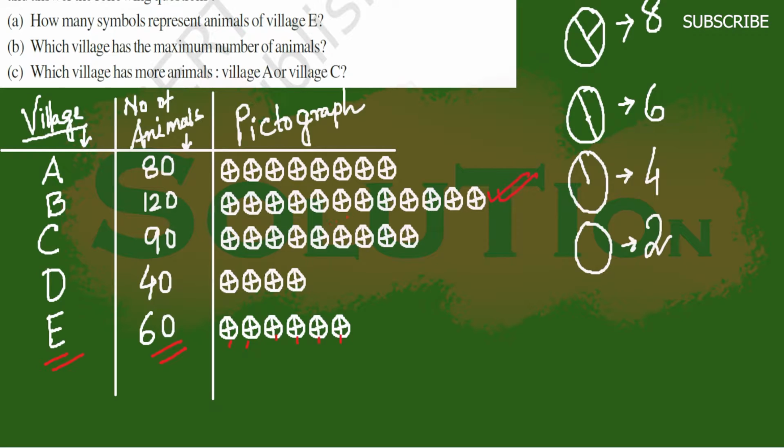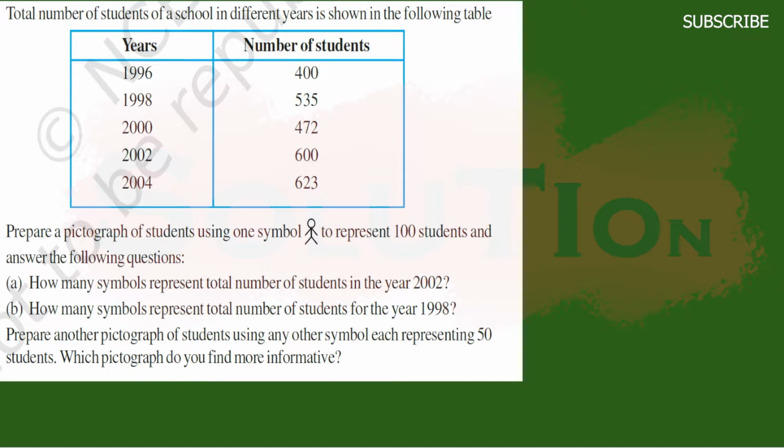Okay, and then which village has the maximum number of animals? The maximum number of animals are there in B. And which village has more animals, A or C? If I compare A and C, we'll get that in C we have a little more. So C is the answer. Okay, so this way we have done all the 3 questions, and let us learn it by solving another example.